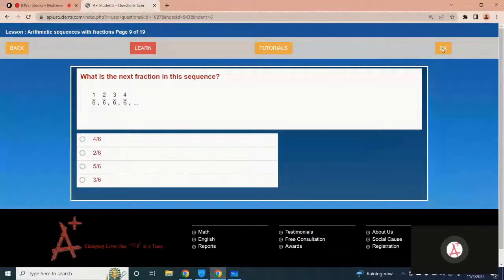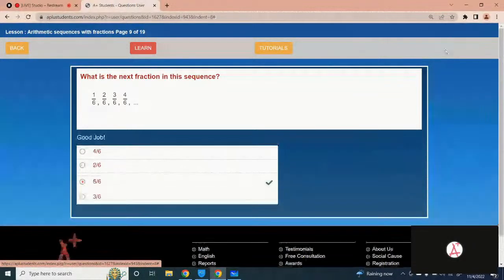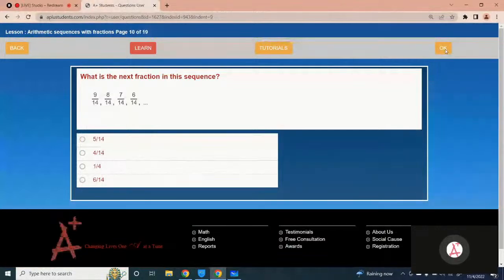Okay, the next fraction is, very good, it is 5 over 6. Okay, what is the next fraction in the sequence? 9 by 14, 8 by 14, 7 by 14, 6 by 14. The next fraction is, yes, it is 5 over 14.